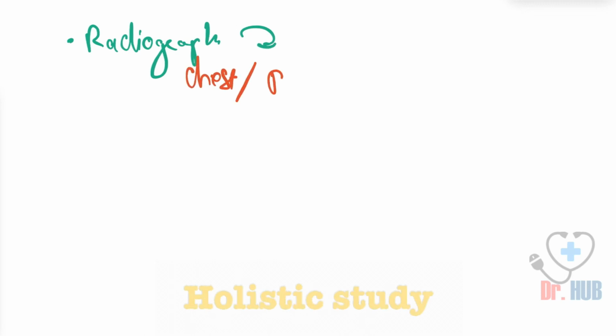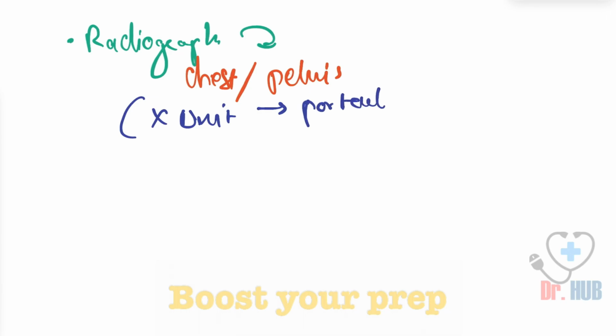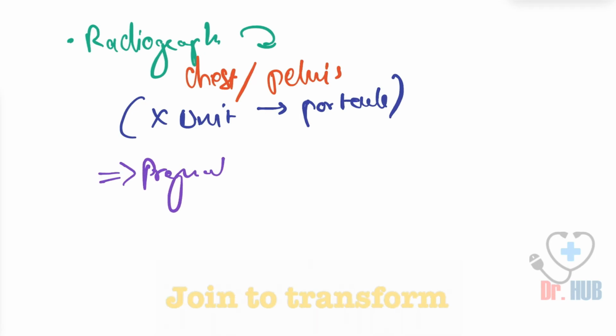Then lastly, in the adjuncts, what do we have? We also have the radiographs. Radiographs of what? Radiographs of the chest and the pelvis are done as a part of the primary survey, preferably with a portable X-ray unit. And when required, these X-rays are also done in a pregnant woman, if indicated.